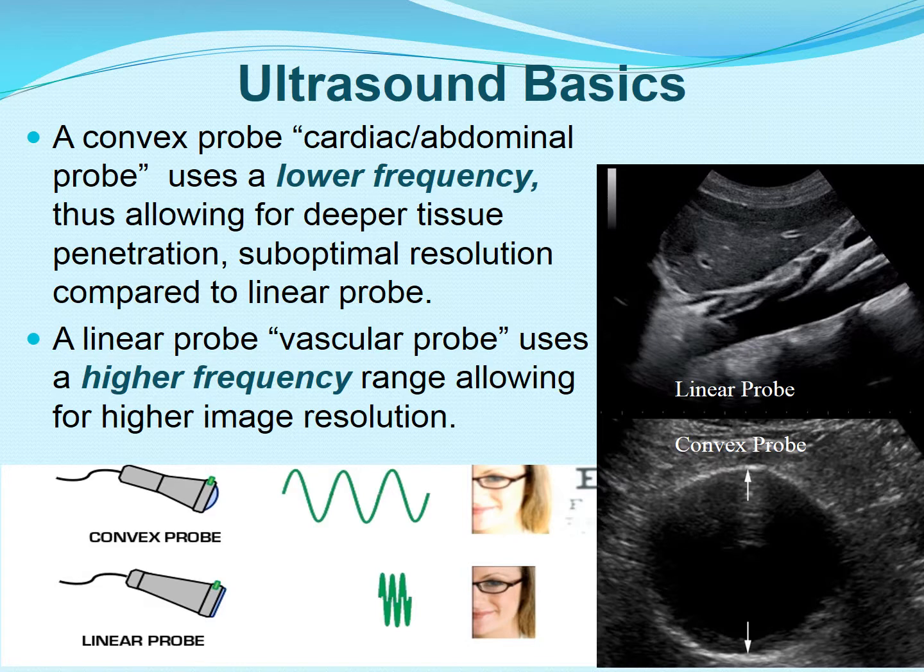Ultrasound basics. A convex probe, cardiac abdominal probe, uses a low frequency, thus allowing for deeper tissue penetration, but suboptimal resolution compared to a linear probe. A linear probe, vascular probe, uses a higher frequency range, allowing for higher image resolution.